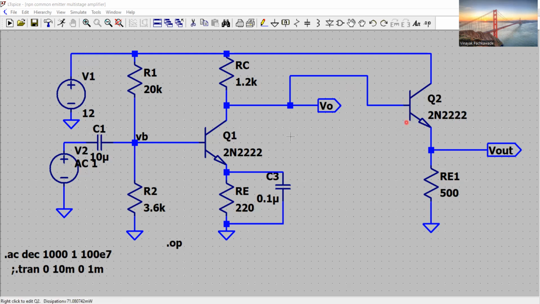So the combined input impedance and output impedance of the multi-stage amplifier would be such that the input impedance offered by the common emitter will be high enough, and the output impedance offered by this voltage buffer will be low enough to satisfy the impedance matching requirement in a signal chain. The output of the first stage becomes the input of the second stage, and that's the final output.